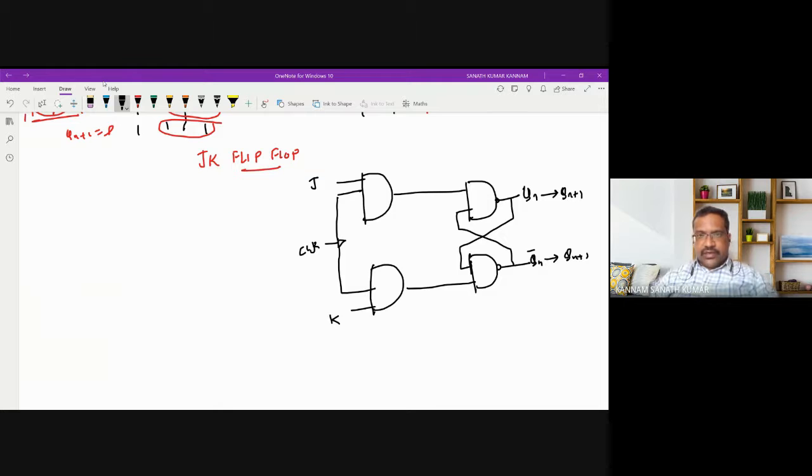And here, one input, that is Qn bar, is given as the input for this flip-flop, and Qn is given as the input for this flip-flop. Okay, so let us consider. So first, here I am drawing the truth table for the JK flip-flop.